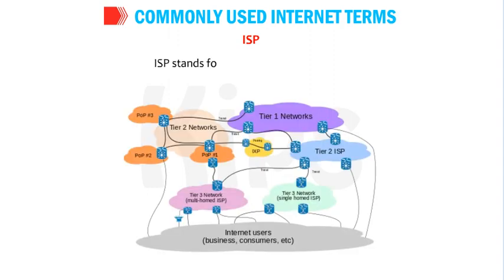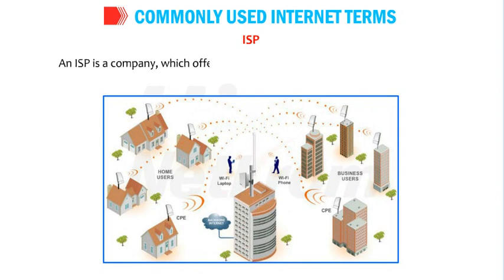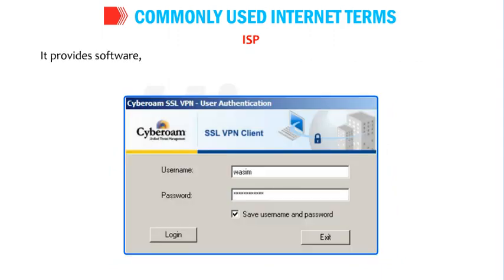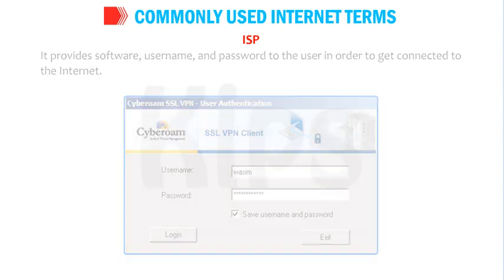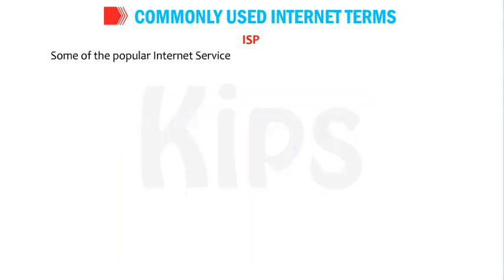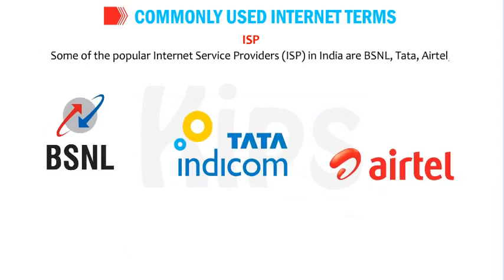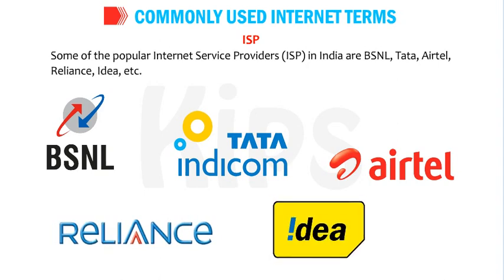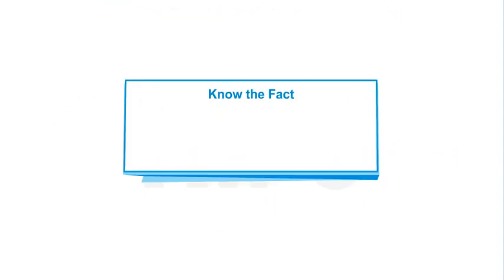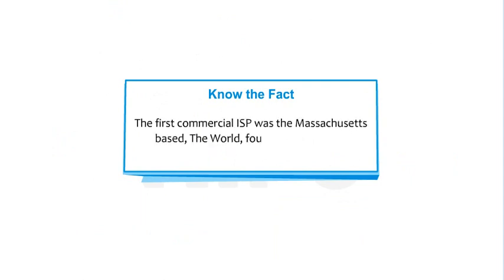ISP. ISP stands for Internet Service Provider. An ISP is a company which offers you the use of Internet in exchange for a fee. It provides software, username and password to user in order to get connected to the Internet. Some of the popular Internet service providers, ISP in India, are BSNL, Tata, Airtel, Reliance, Idea, etc. Students know the fact. The first commercial ISP was the Massachusetts-based The World, founded in Brooklyn in 1989.